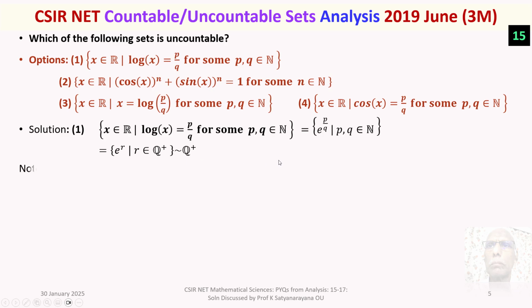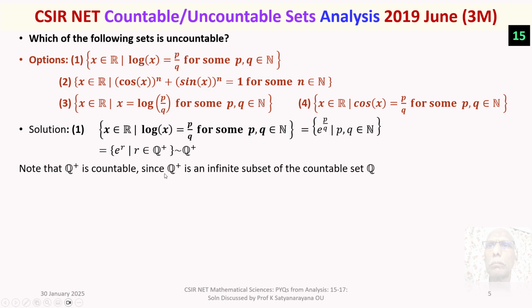So, note that Q plus is countable. Therefore, the given set is also countable. Why is Q plus countable? Since Q plus is an infinite subset of Q. What is Q? Q is countable. An infinite subset of a countable set is again countable. Therefore, Q plus is countable. Therefore, the given set is countable. But we have to find out that set which is uncountable. Therefore, option 1 is not true.